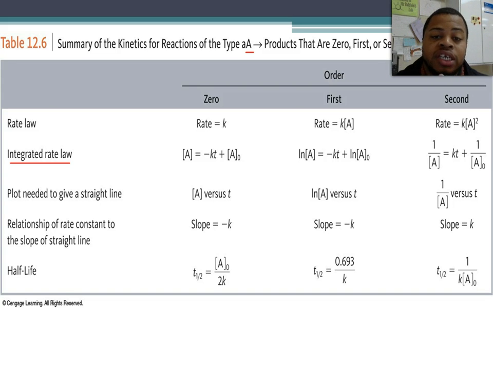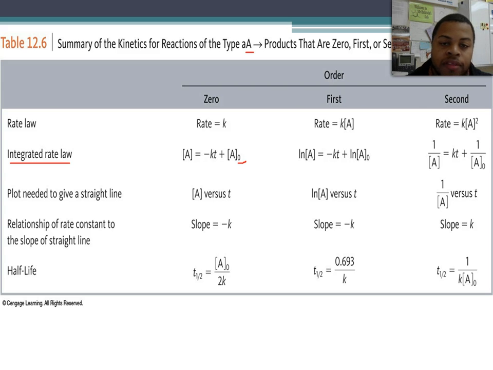For a zero order reaction, this is the formula that we're actually going to utilize, where A is the regular concentration of A and A0 is going to be our initial concentration. So when you see this 0 at the beginning, it's saying at time 0. So what did you start off with? Now, these formulas are given to you in your reference sheet. So you don't have to worry about memorizing them, but you do need to know how to utilize them.